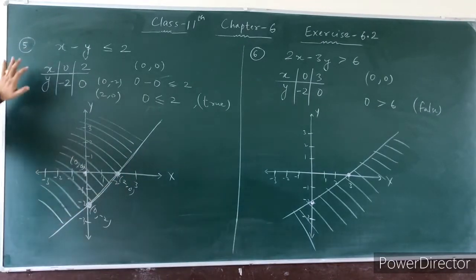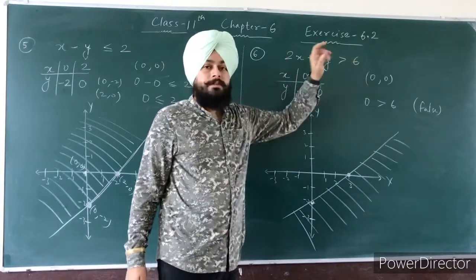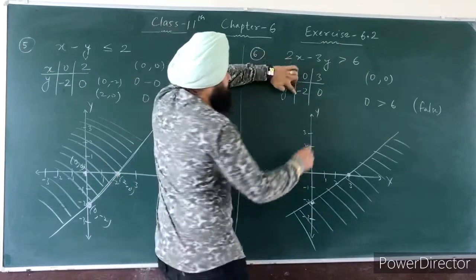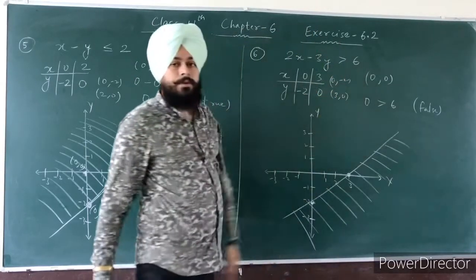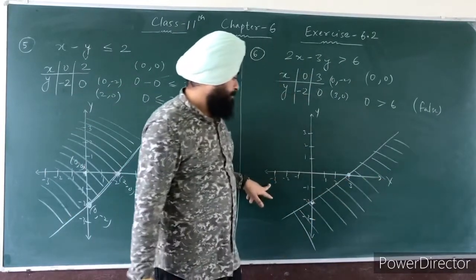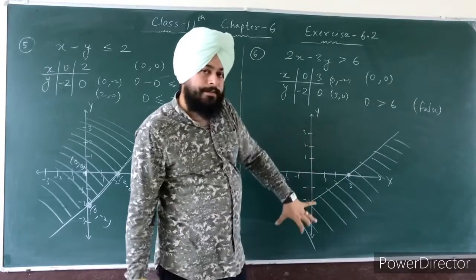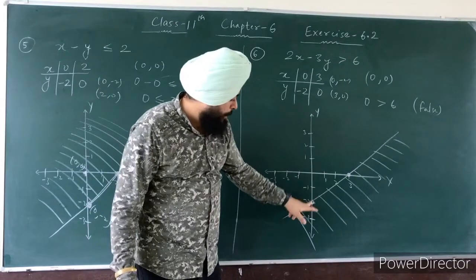Alright, so this is your question number 5. Now the next question is 2x minus 3y is greater than 6. So first you can find the points. The first point is (0, minus 2) and the second one is (3, 0). Now make a two-dimensional plane and mark some points. The first point is (0, minus 2), which lies below the origin.